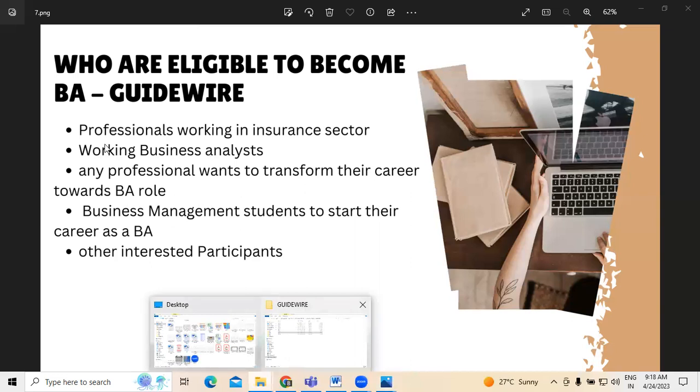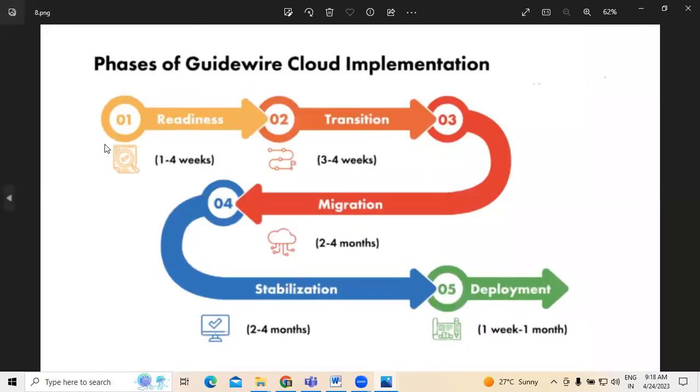And last but not least, this is how the phases of Guidewire cloud implementation usually look. One is the readiness part, which will be carried out over 1 to 4 weeks. Second, transition will take 3 to 4 weeks. Migration will take 2 to 4 months. Stabilization takes 2 to 4 months, and deployment will take 1 week to a month.